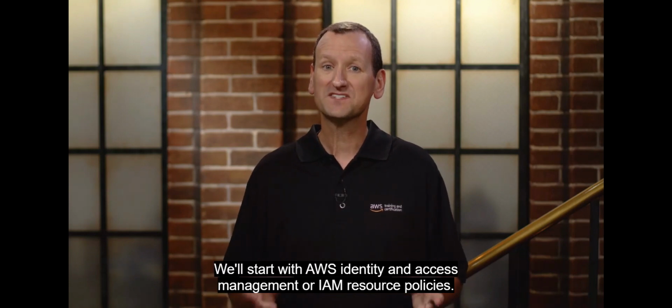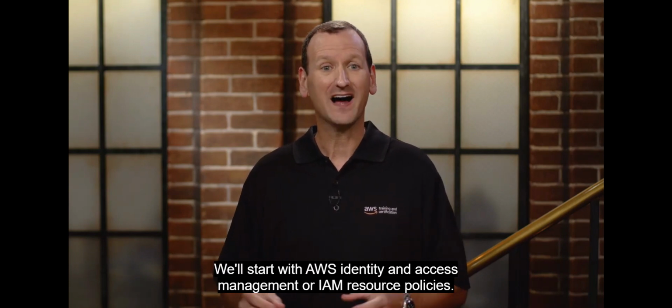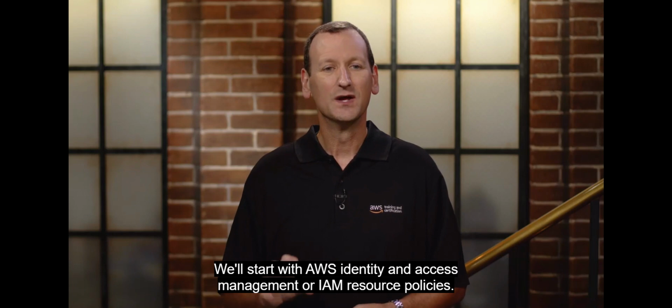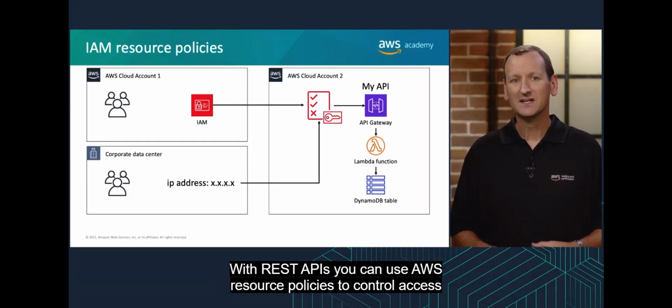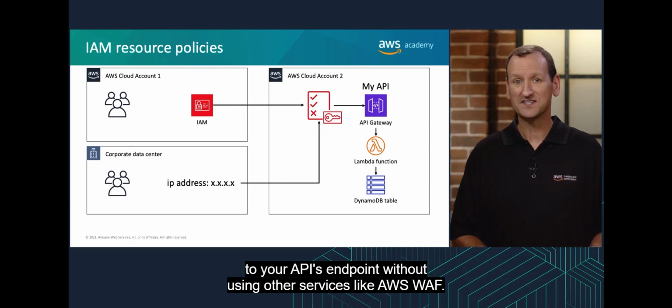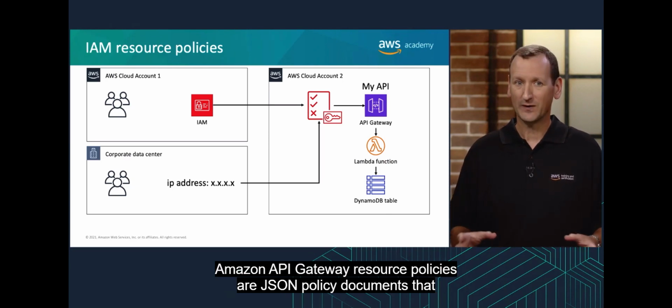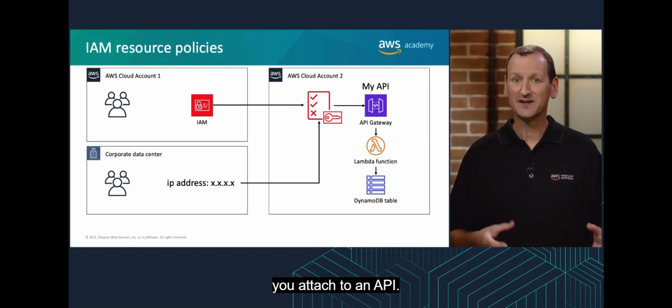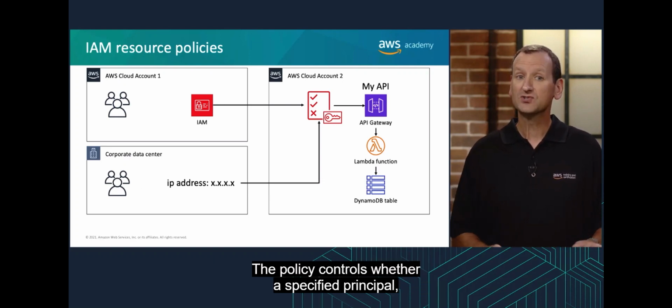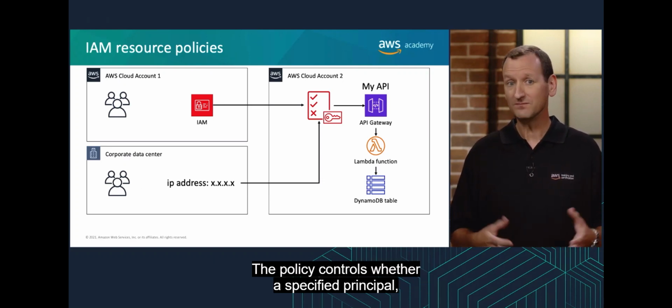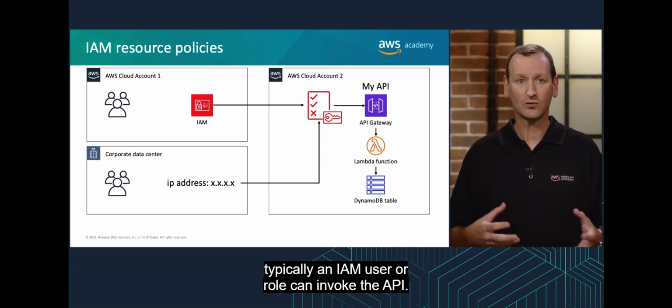We'll start with AWS Identity and Access Management, or IAM, resource policies. With REST APIs, you can use AWS resource policies to control access to your API's endpoint without using other services like AWS WAF. Amazon API Gateway resource policies are JSON policy documents that you attach to an API. The policy controls whether a specified principal, typically an IAM user or role, can invoke the API.